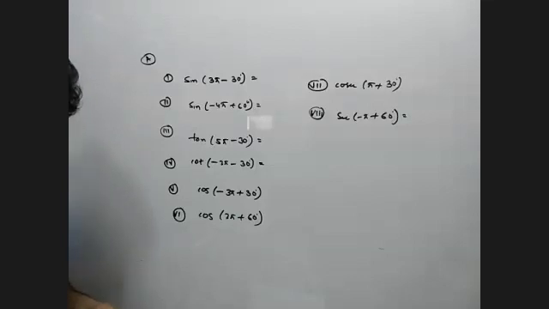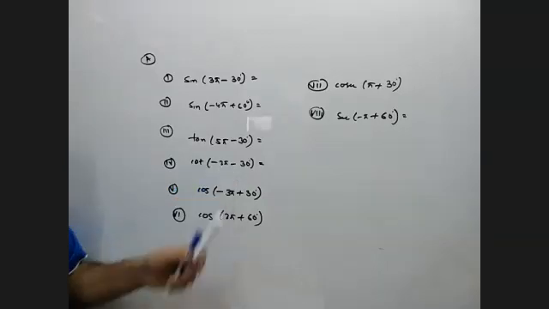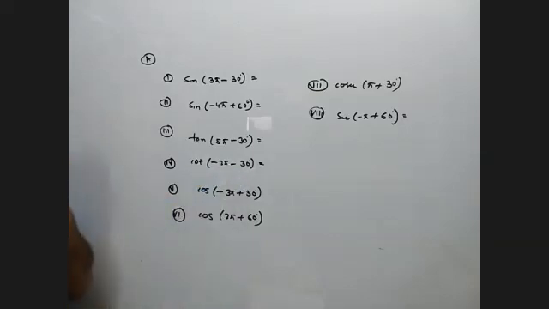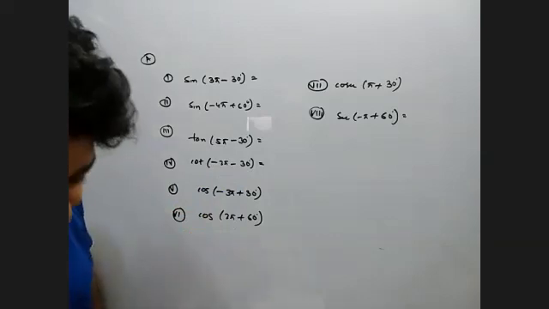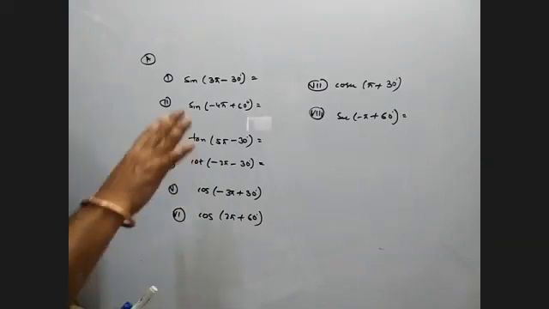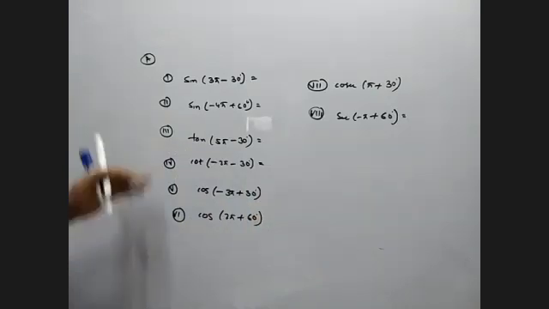Sir, in number 4, what is the before pi? Cot minus 2 pi minus 30 degree. Sir, 3 pi minus 2 pi minus 30 degree. Okay, sir. Done? Yes, sir. Just note down or take a screenshot. Done? Yes, sir. Everyone?